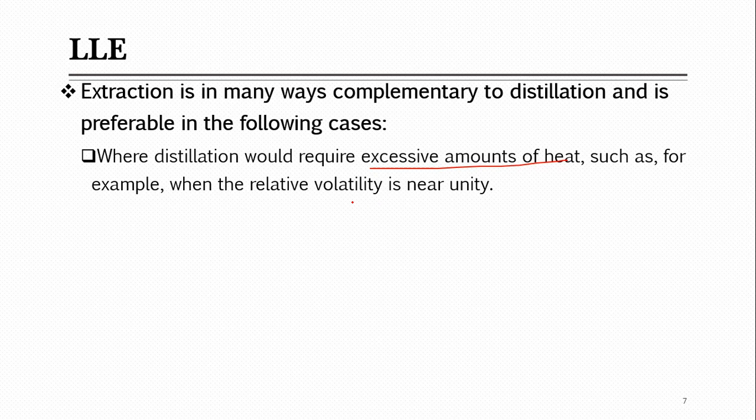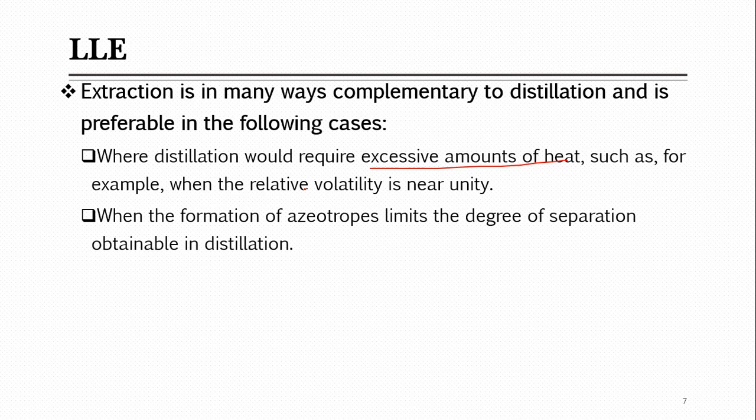Now the two components which you want to separate are close in boiling point, they have close volatility, so you will bring some other solvent which has better affinity with one of the components of the mixture which you want to separate. So in this case, that component which has affinity with the externally introduced solvent will be transferred and you can easily separate them.